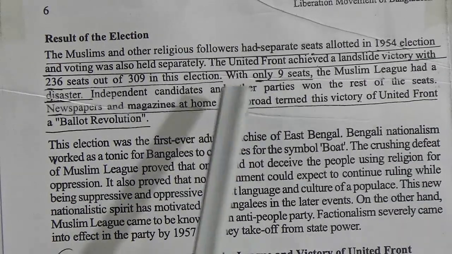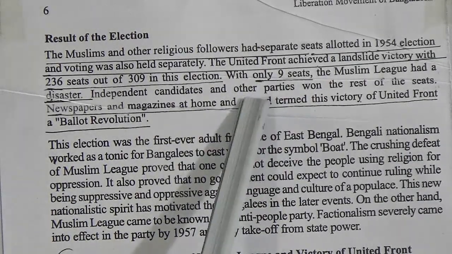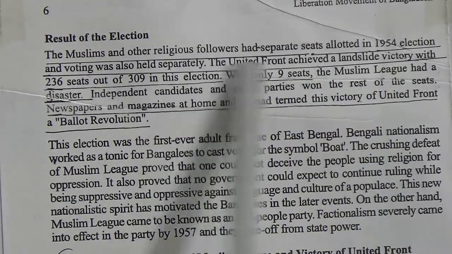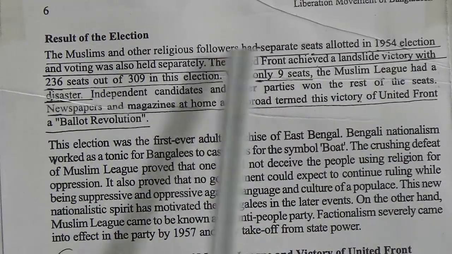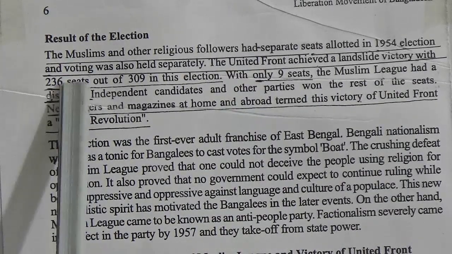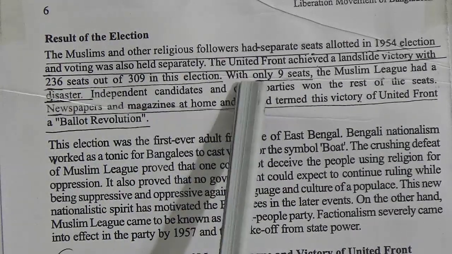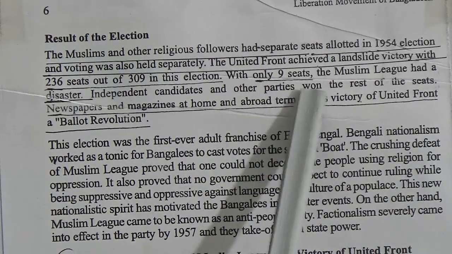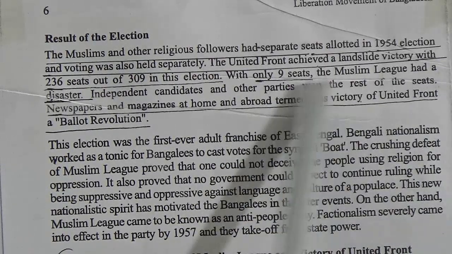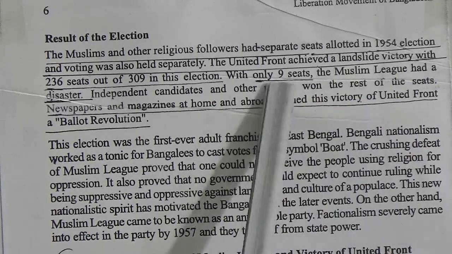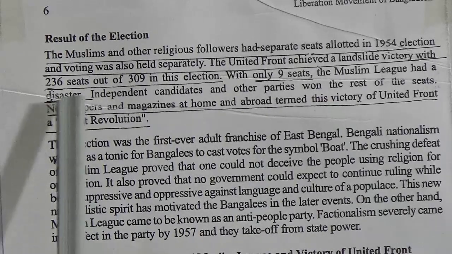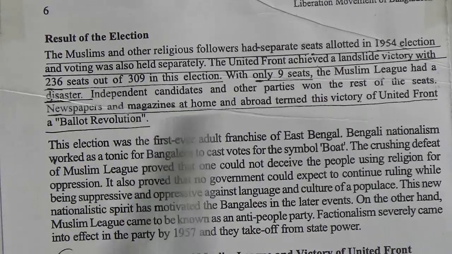So how many seats were obtained by the United Front? There were 236 seats, and with only 9 seats the Muslim League had a disaster. So how many seats were obtained by the Muslim League, the ruling party? It was only 9 seats, and it had a great disaster.